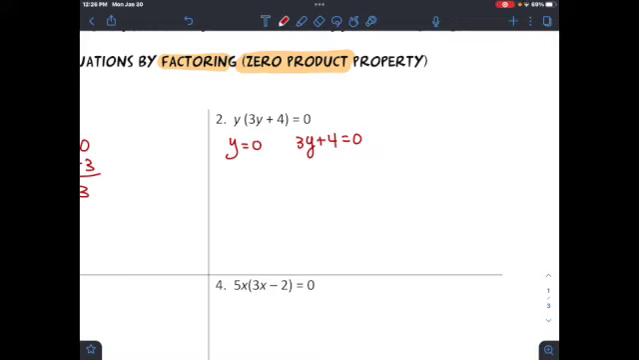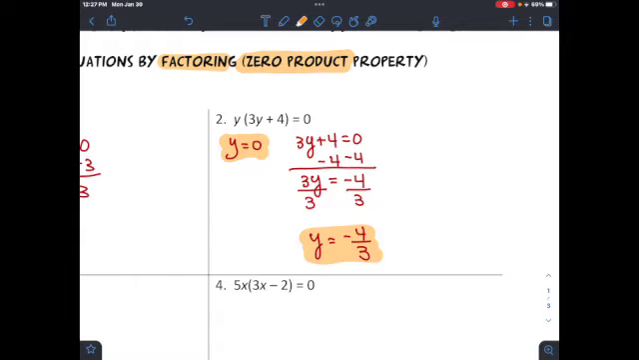Since y equals 0, that's the first answer, that's done. The second one is just going to be minus 4 on both sides. Those are my little baby equations, and that's your zero product property working. 3y equals negative 4, and divide by 3 on both sides, so y equals negative 4 over 3. Now you'll have two answers. One of them is y equals 0. The other one is y equals negative 4 over 3.